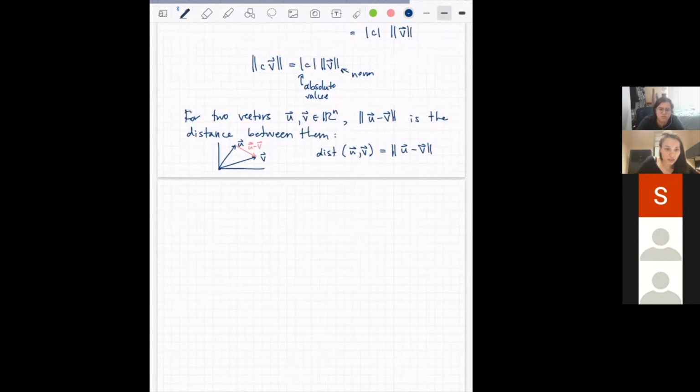How the vector u minus v works. Well, you could just translate it to the origin, right? So you can just think of this vector as being displaced. It's just translated.